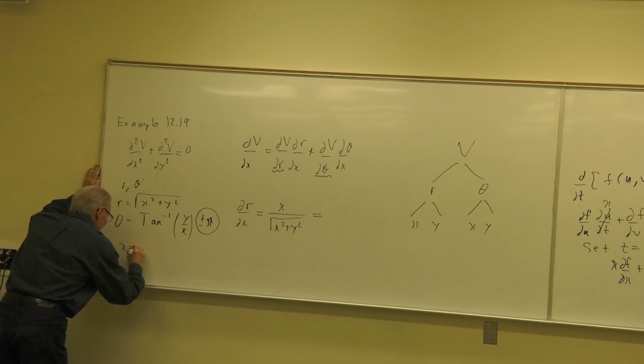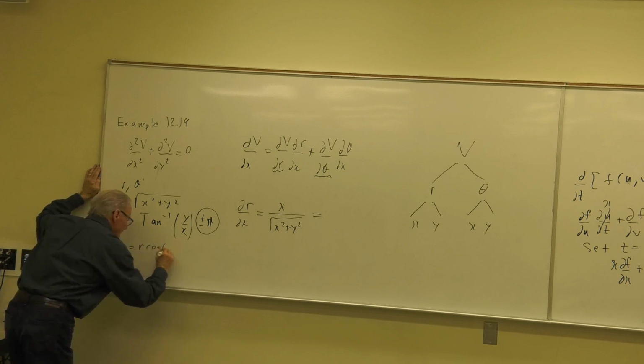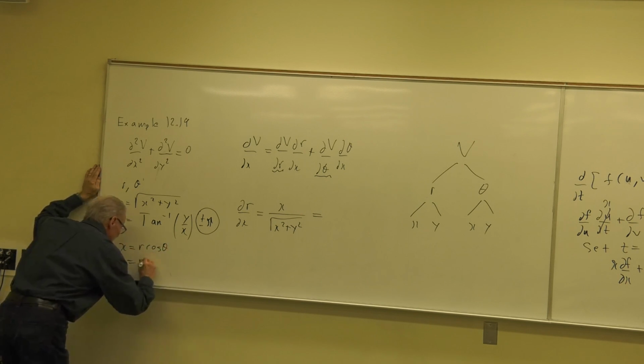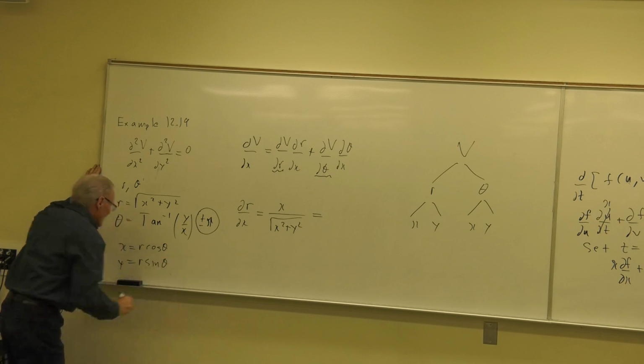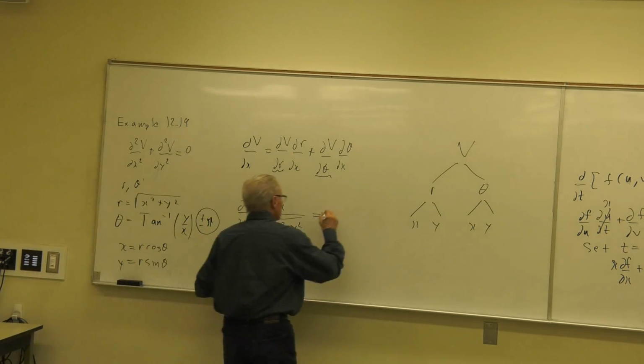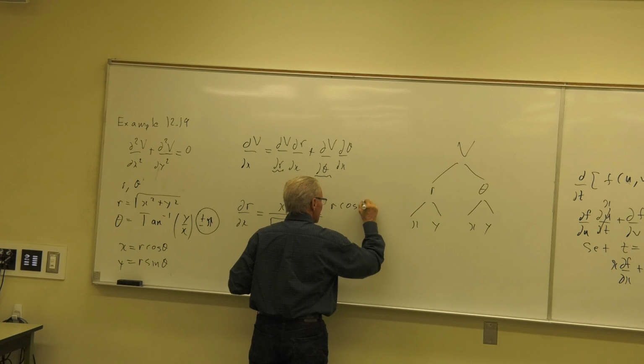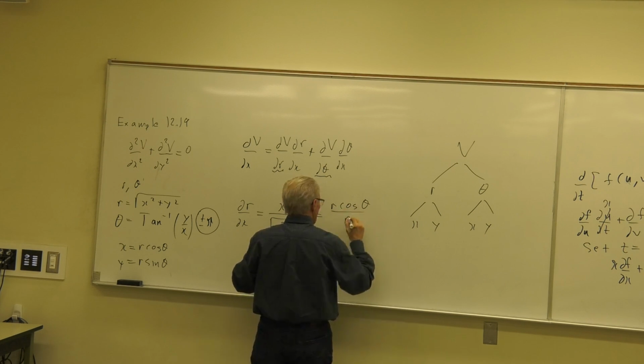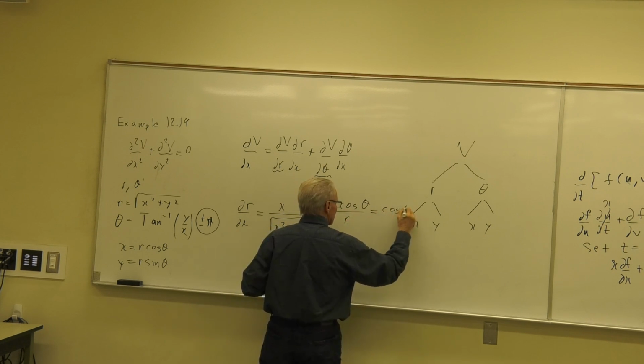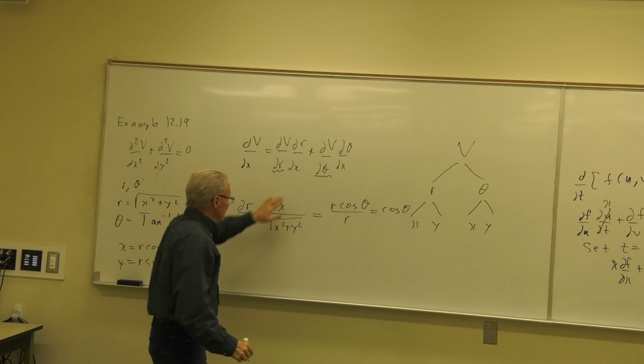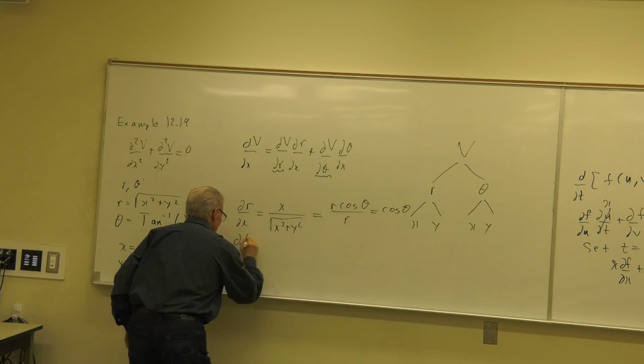The other way around, x is equal to r cos theta, and y is equal to r sine theta, right? So instead of x, I could write r cosine theta. And instead of this, I could write r, so this is cos theta. So that's that.